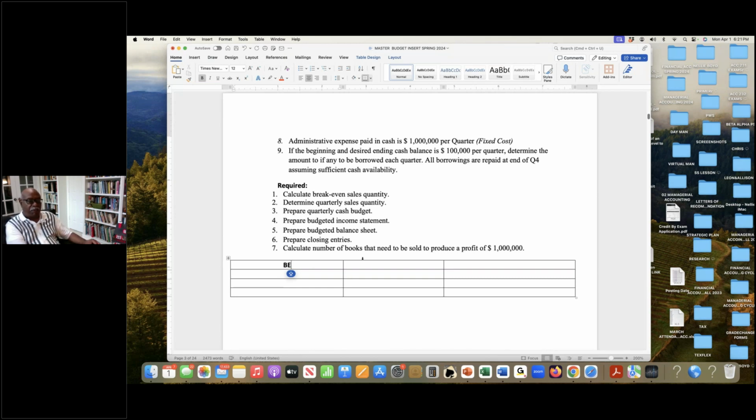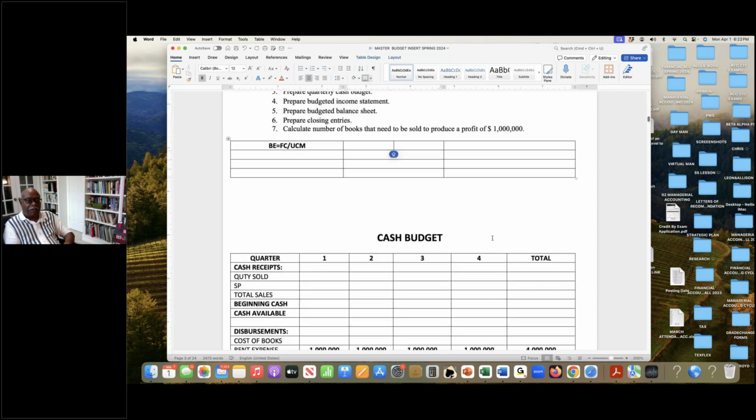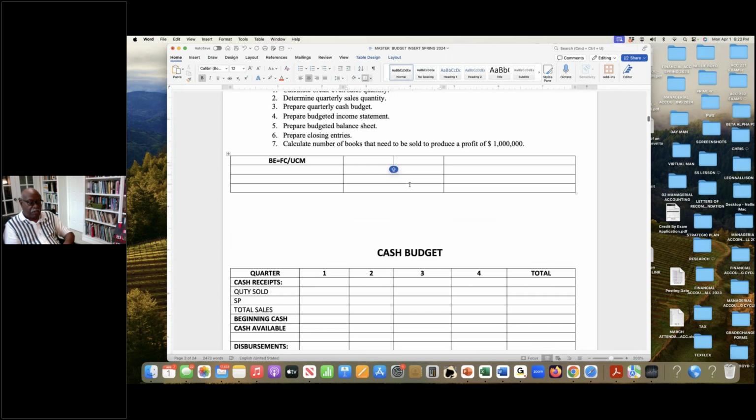And we know the formula for break-even equals what? Fixed cost divided by the unit contribution margin. Okay, the UCM. Well, that's going to be what? 1 million divided by 40. All right, first of all, you're paying $1 million a quarter. So it's going to be 4 million. So that's what you got to begin to realize now.